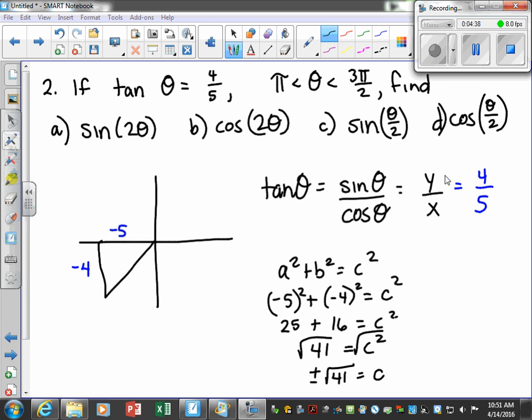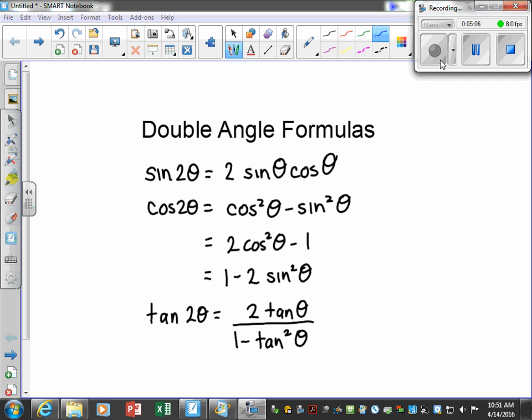Okay, so hopefully after you check your work, we've done this many times by now, so we get plus or minus the square root of 41. So I'm going to come over here and put the square root of 41 there. Okay, now we are trying to calculate the sine of 2 theta and the cosine of 2 theta, first of all, so let me go back to those formulas.